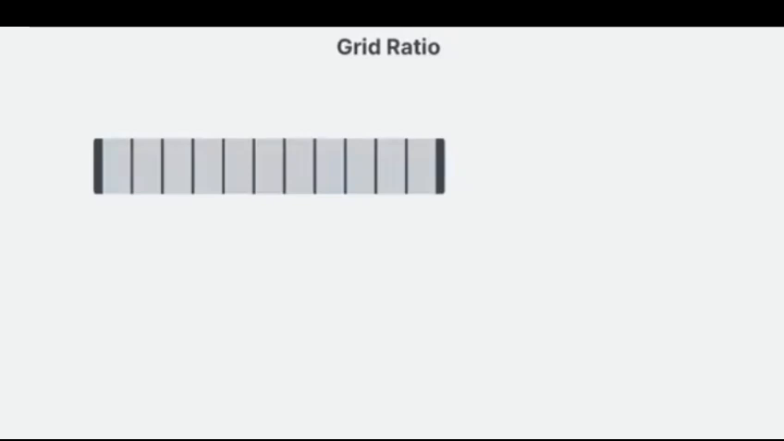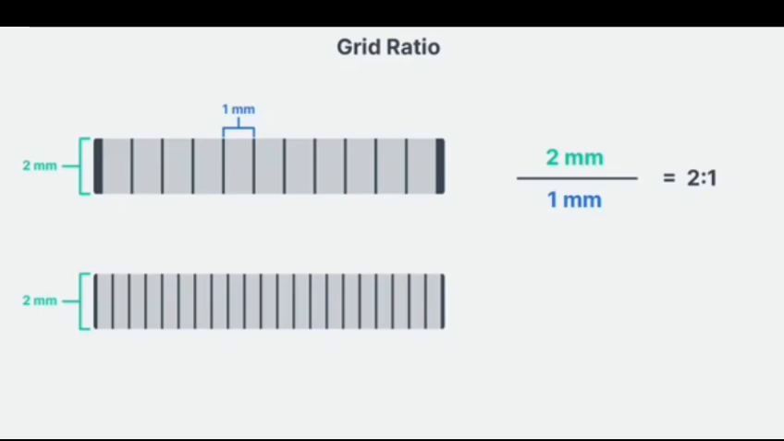The efficiency of a grid in removing scatter is designated by its grid ratio. The grid ratio is defined as the height of the lead strip compared to the distance between them. For example, a grid having lead strips 2 millimeters high and having 1 millimeter of distance between each strip has a grid ratio of 2 divided by 1, which is 2 to 1. If the distance between the strips decreases to 0.5 millimeters, then the new grid ratio is 2 divided by 0.5, which is the same as 4 to 1.